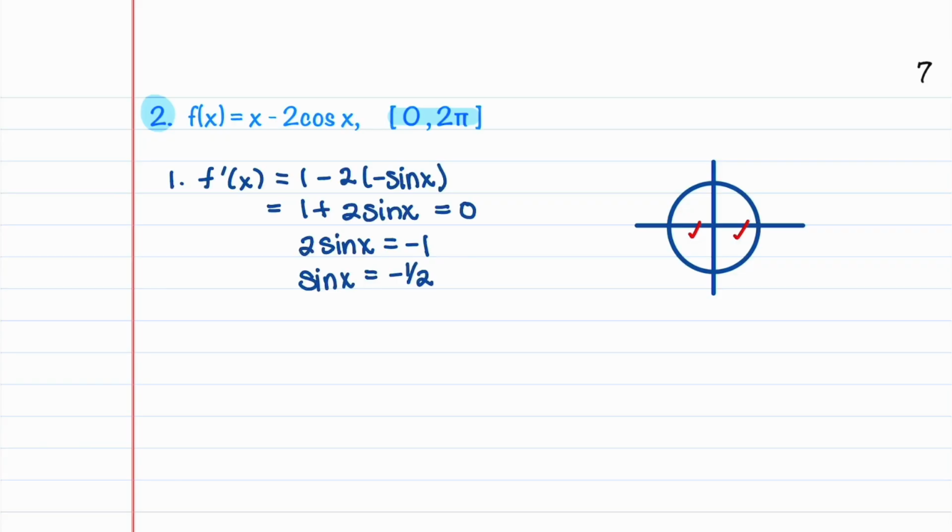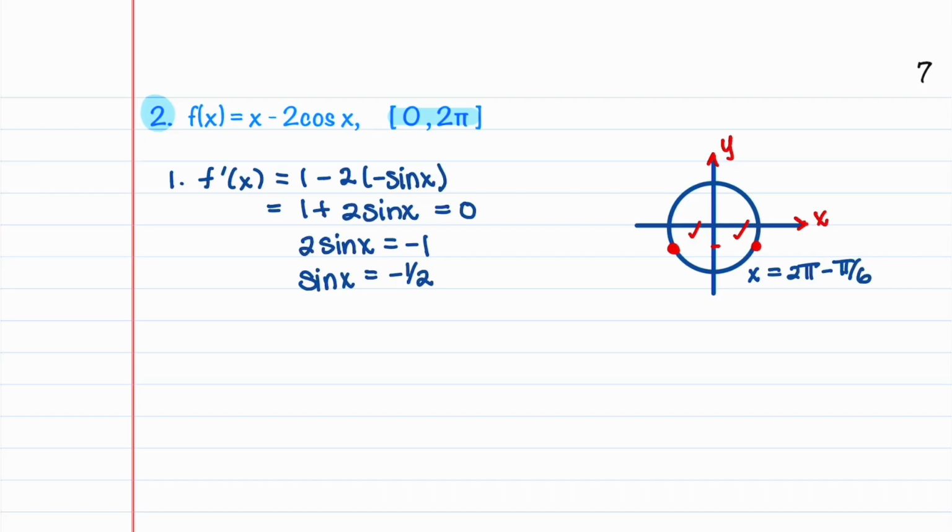Sine you always associate with y, and this is our y. This guy is our x. So when y is -1/2, that's like right here, so that's this point and this point. The point on the right is going to be x is equal to 2 pi minus pi over 6.